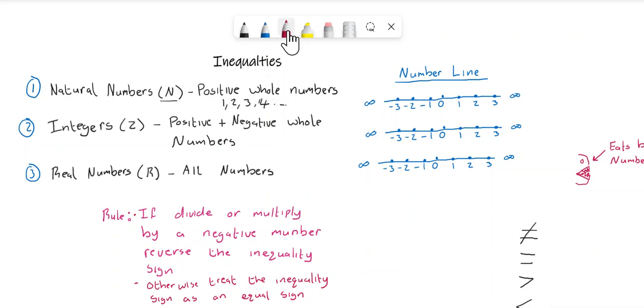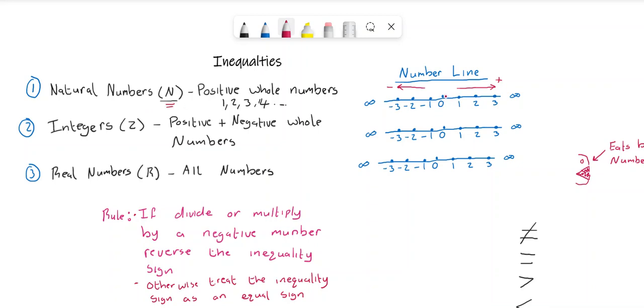Now, sometimes you might be asked to plot natural numbers, for example, on a number line. So this is our number line. We start in the middle at 0. When we move to the right, we are moving in the plus direction, so that's moving in this direction here. And if we're moving to the left, we're moving in the negative direction, or the minus direction, which is this direction here.